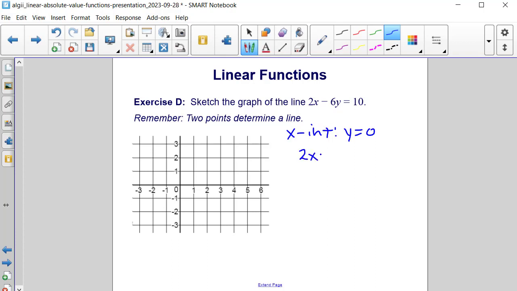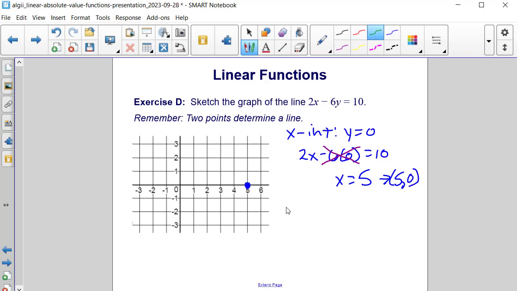So 2x minus 6 times 0 is equal to 10. Well, 6 times 0 is 0, so we have 2x is equal to 10. So then our x value will be 5. So we have the point 5, 0 that this line will pass through.